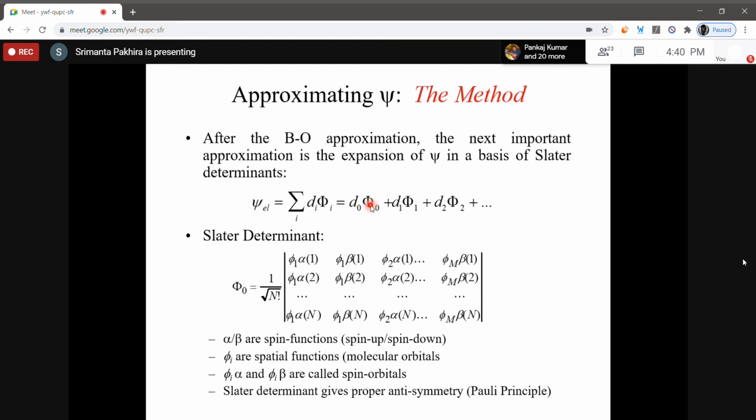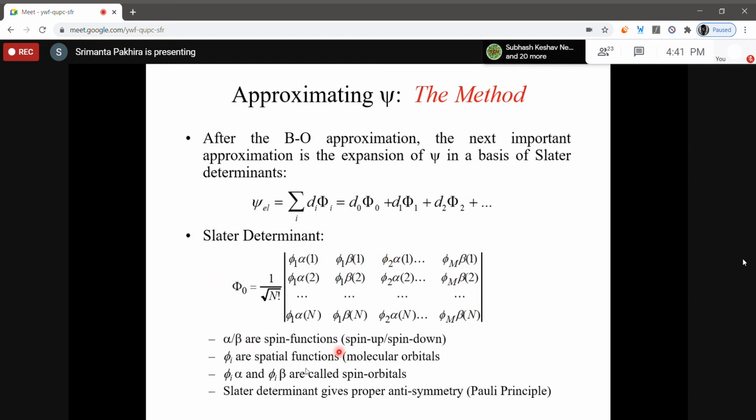Then if we really write down Pauli's exclusion principle, we have to expand in terms of one determinant, which is called the Slater determinant, phi 0, 1 over root N, of phi 1 alpha, phi 1 beta, and so on. These are the spin functions, either alpha standing for up or beta standing for down, and we have to write this for all the electrons in terms of a determinant.